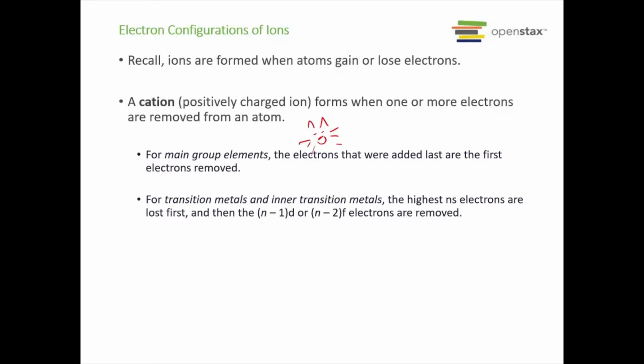For main group elements, the electrons that are added last are the first ones to be removed. So those valence electrons, like the s shell from a metal, or from group 1 or 2, come off first. For transition metals and the inner transition metals, the ns electrons are lost first, and then the d electrons, or the f. So the ns go first. If you have 4s2 3d5, you're going to lose those s electrons before you lose the d electrons.